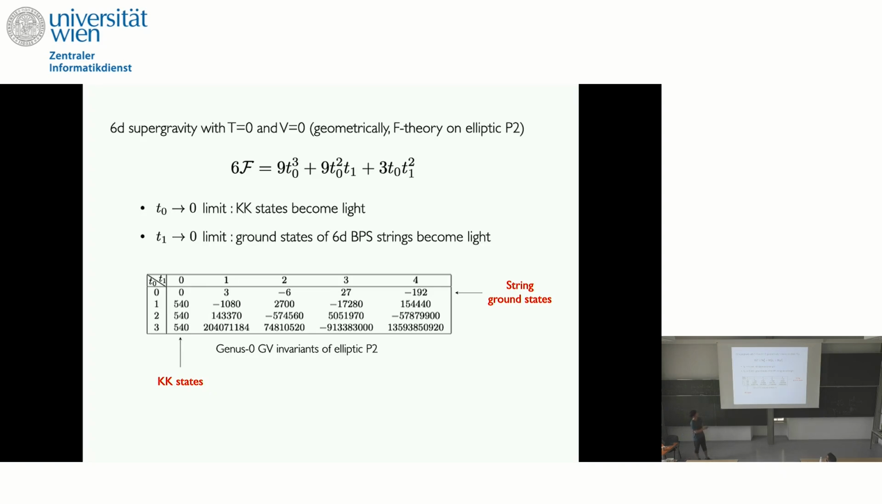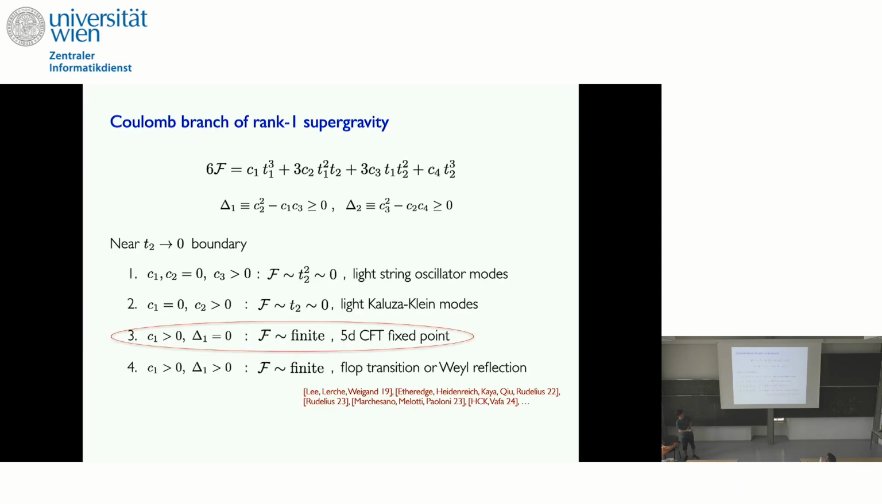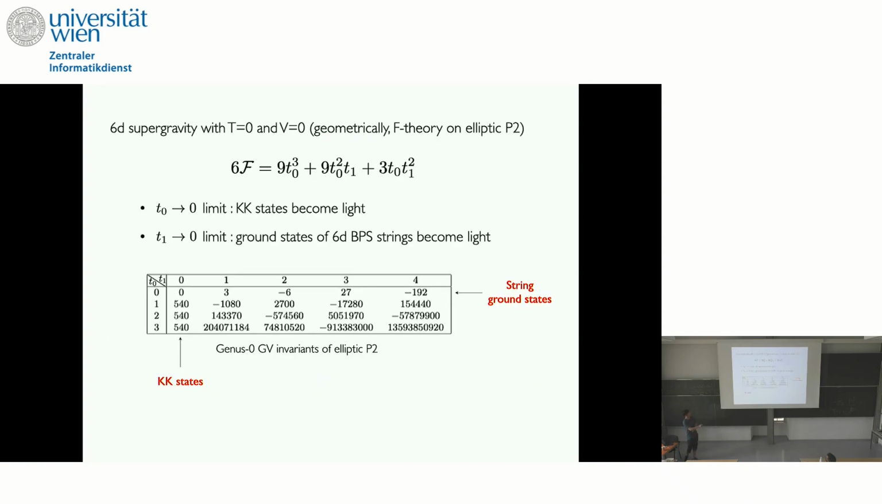And actually, at the first boundary, if you look at this one, and using the argument from the previous slide, you can identify the first boundary as corresponding to the decompactification limit with an infinite tower of KK states. And the second limit corresponds to the emergent string boundary, actually. And in this case, the ground state of the BPS strings becomes very light. And you can capture this behavior by computing the Gopakumar-Vafa invariants of this geometry, the elliptic P2. So this direction is the T0 charge direction, and this direction is the T1 charge direction. As you see, as you approach the boundary, KK states with the same degeneracy have masses that vanish, and also the string state becomes light.